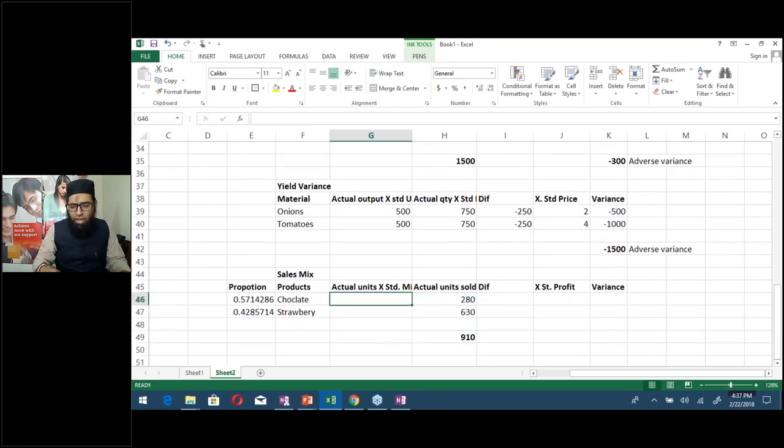Now the calculation of the actual units into standard mix will be the same: the total actual units multiplied by the standard proportion.